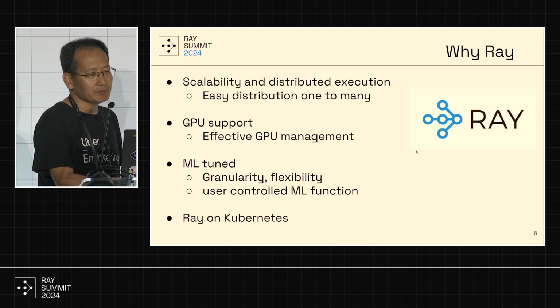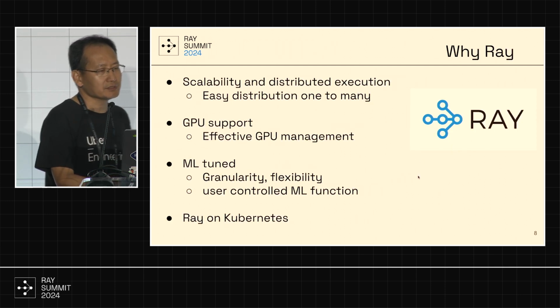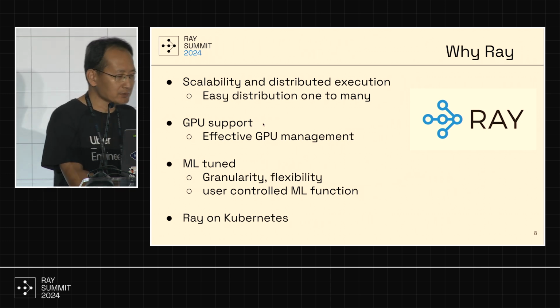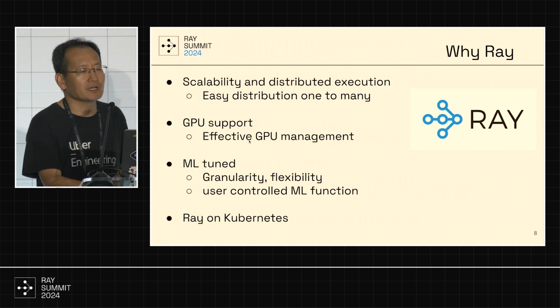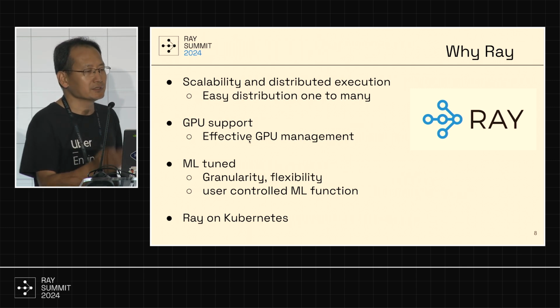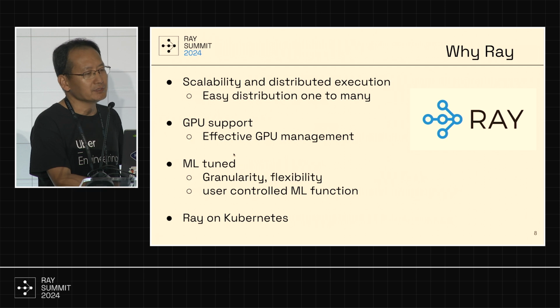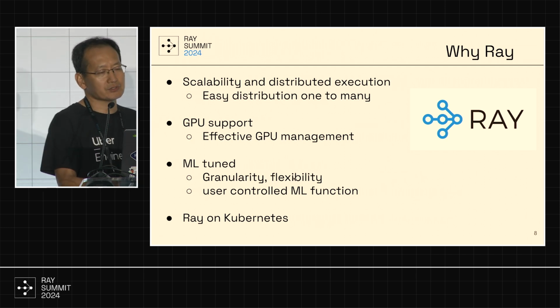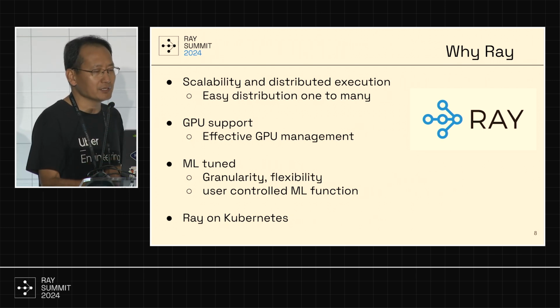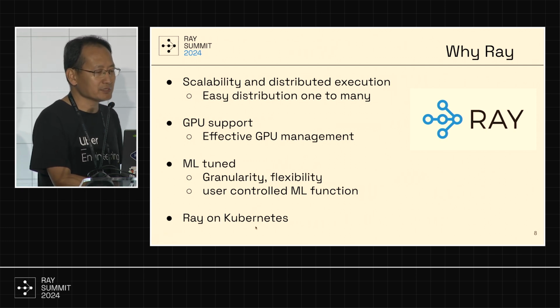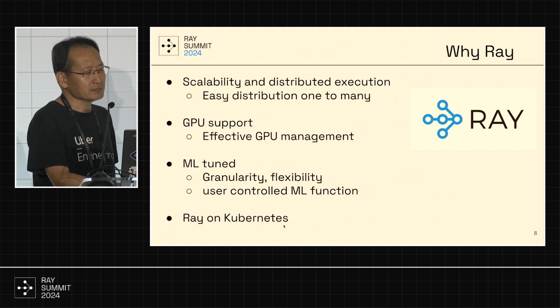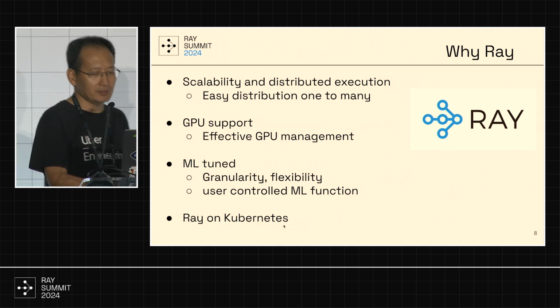So here, Ray is a good tool to help us. You can easily scale the job from one to many. You have good GPU support for effective GPU management, either node level or ML tuned, so you have good granularity and flexibility, and the user can control the function. This is pretty helpful for large language models because a lot of the implementation is not so standardized. Also, if your cluster is on Kubernetes, it works pretty well.